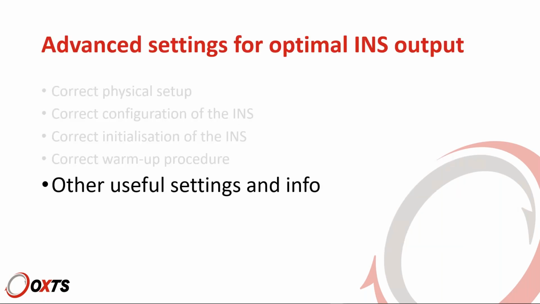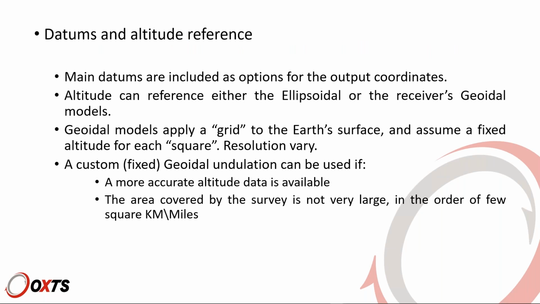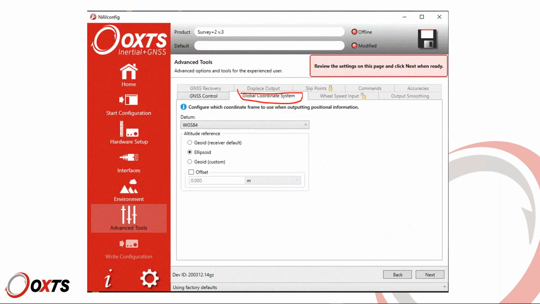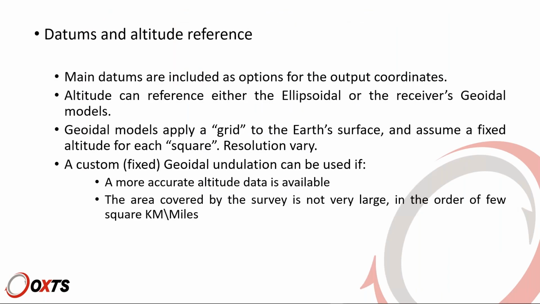Finally, some hopefully useful information very quickly. A word on datums. You have a number of datums available with our system that you can output your position coordinates in. For North America, for example, you have NAD83. You can use WGS84. You can use ITRF 2014, ETRS89. If you wanted a specific datum for your output, you can select that. In addition, for altitude reference, we have both ellipsoidal and geoidal.